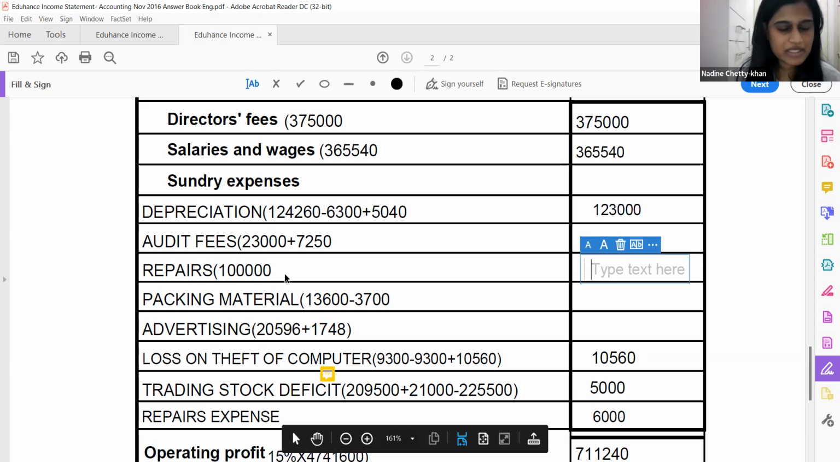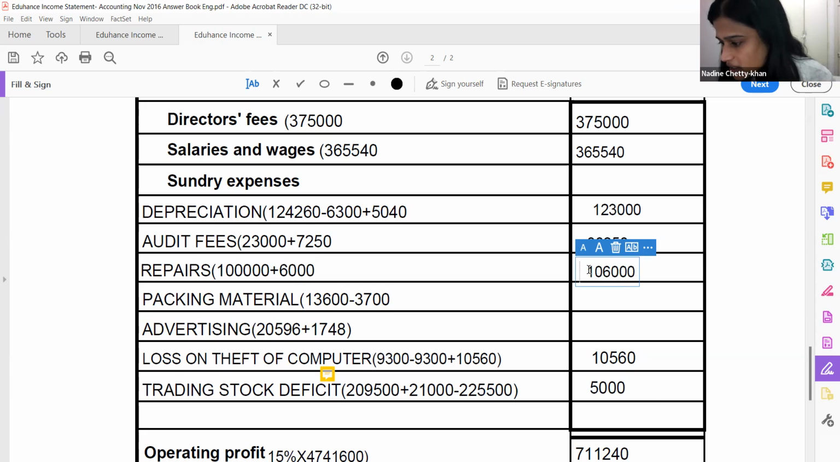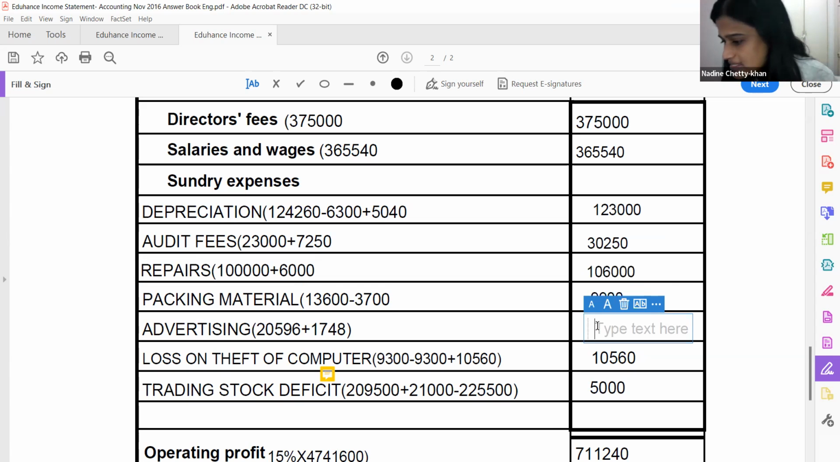Oh, so we had a repairs amount. So I put it in the bottom here. So let me go delete that. 6,000. And I'm going to add the 6,000 here. So repairs is going to be 106,000. Packing material is 9,900. Advertising is 22,344. Then we got the 10,565,000. Okay.